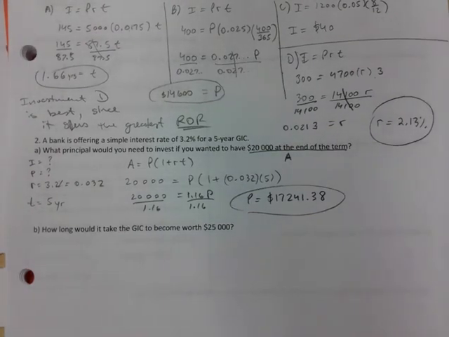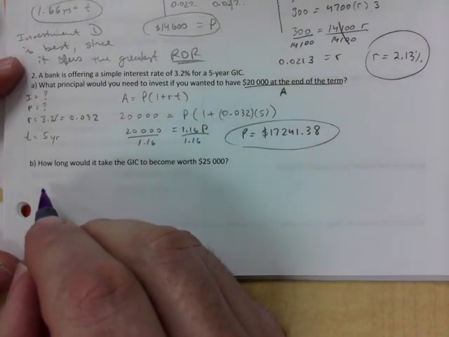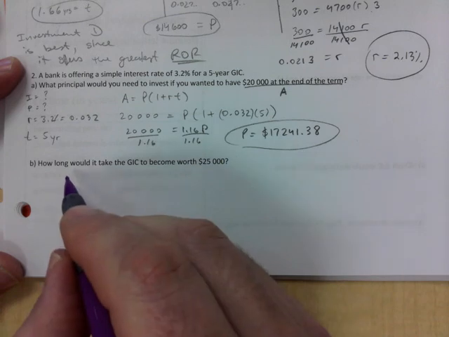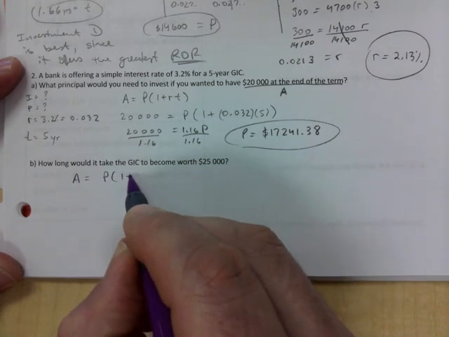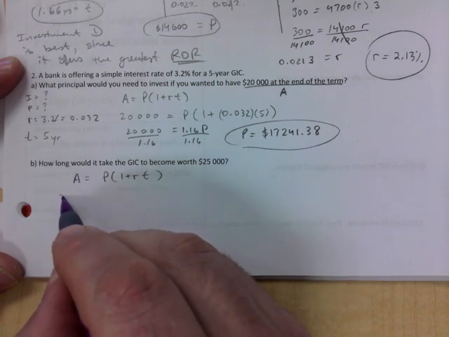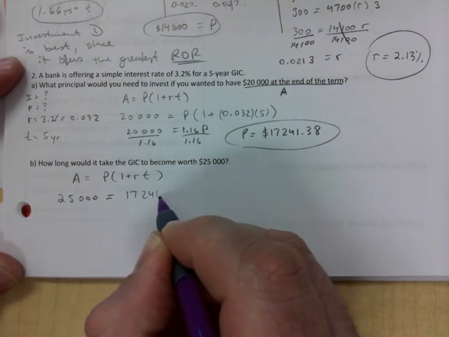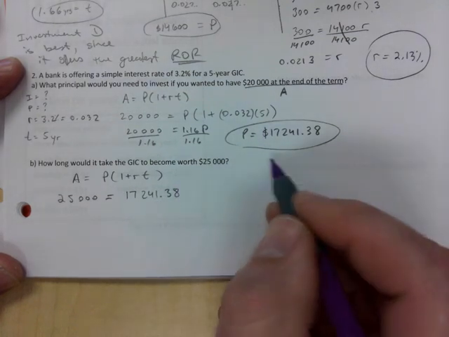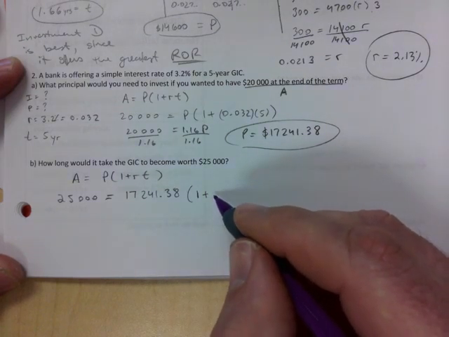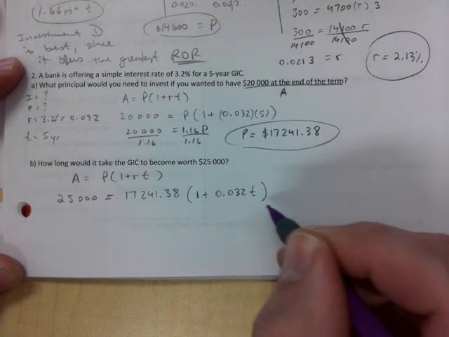How long would it take for the GIC to be worth 25,000? So that's interesting. How long would it take for it to get to this point? I will use this one right away. And so this one is here. You want it to be 25,000. The principal, obviously, that initial amount is the same. That's what it was invested. You figured it out. So that comes in here. 1 plus rate, which is 0.032 t, right? So that's actually unknown there.